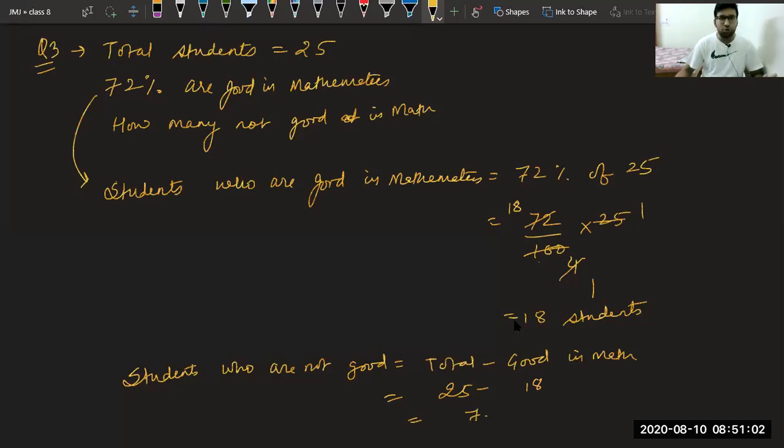One more way is there to find the answer. You could have subtracted 100 minus 72. You would have got the answer as 28%, and then you could have found that directly. That way is also correct. You can find it from any way.